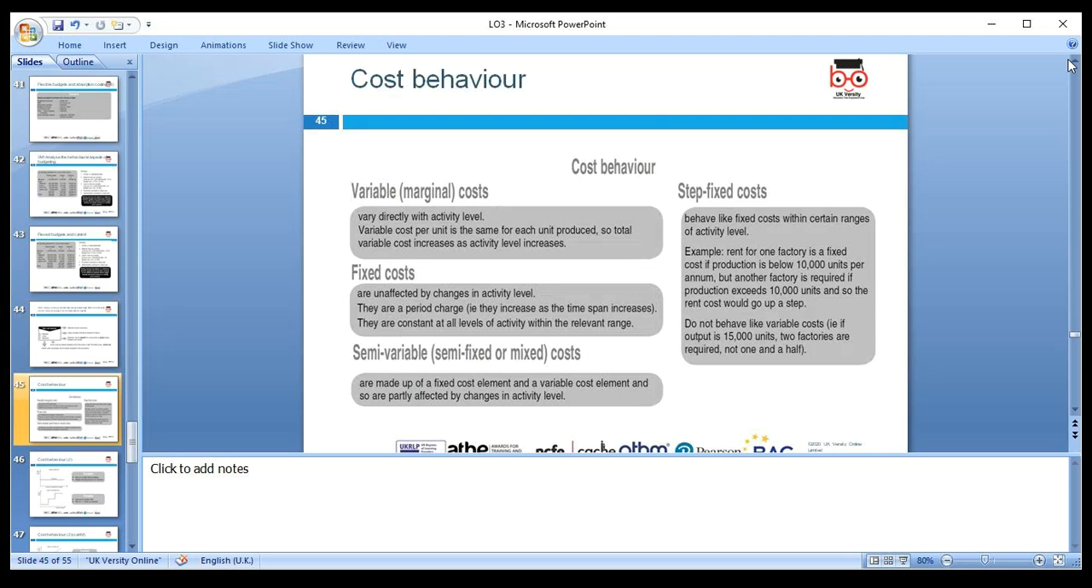Cost behavior: variable cost will change, fixed will stay the same. Semi-variable means fixed and variable together, like a phone line rental. Your call charges are variable, but the line rental is fixed, so we call it semi-variable cost, fixed and variable together.